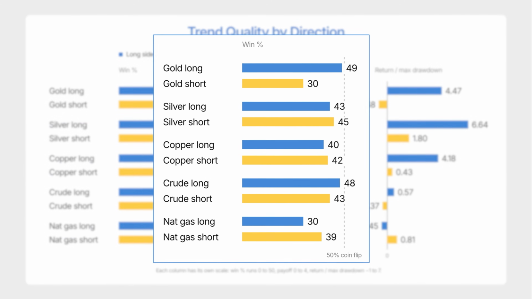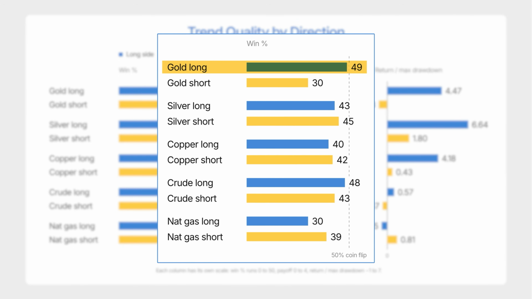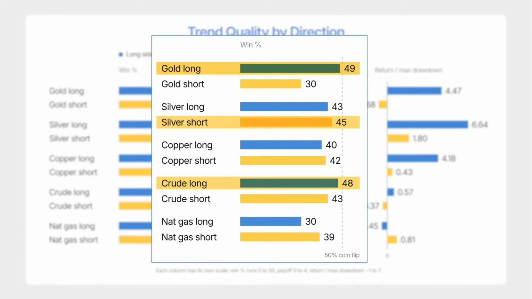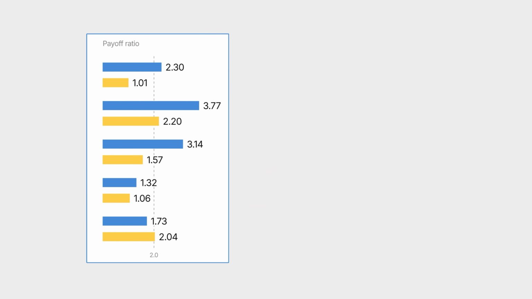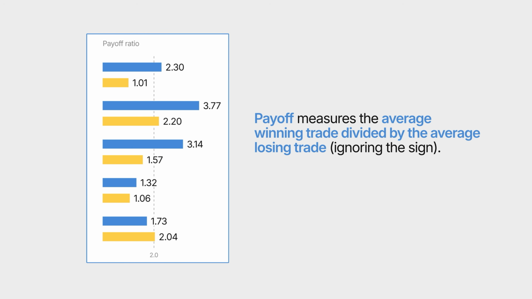Let's start with the win rate, which is one of the most intuitive parameters to understand. So as you can see, gold long wins almost 49%, followed by crude long and then silver short and so on. The next is the payoff, which is the average win divided by average loss in absolute terms. Higher the number, the better.